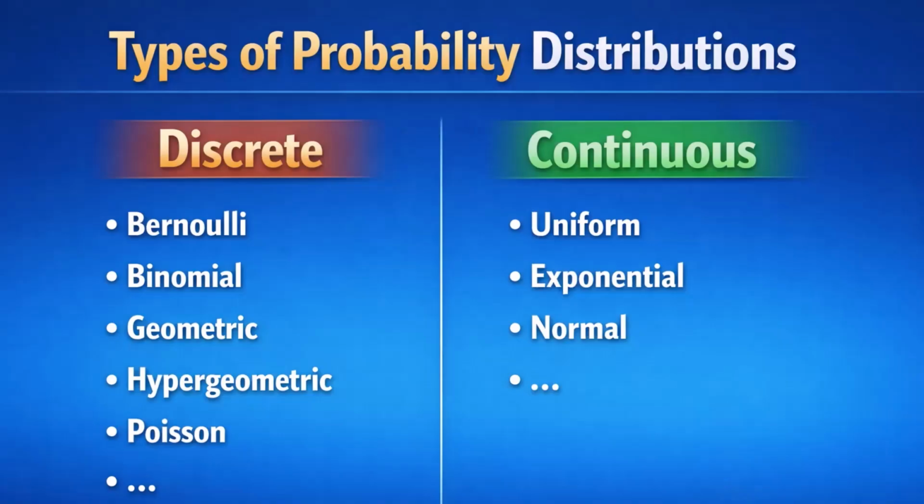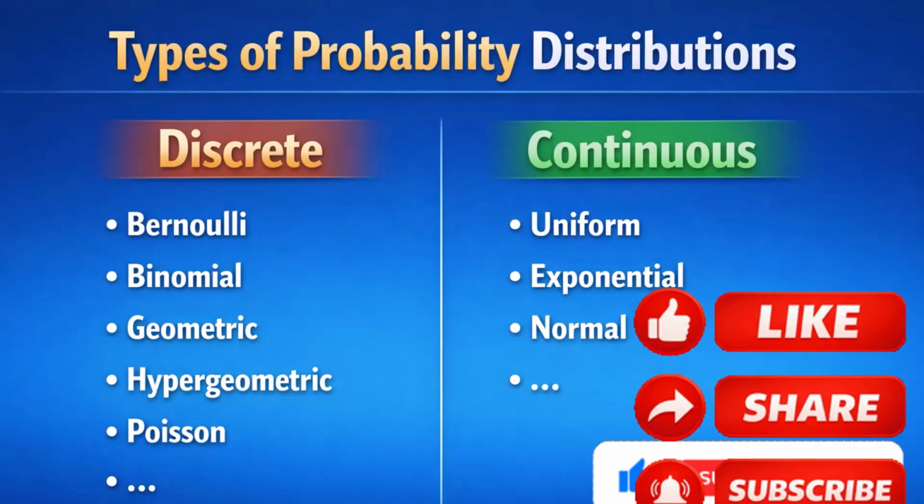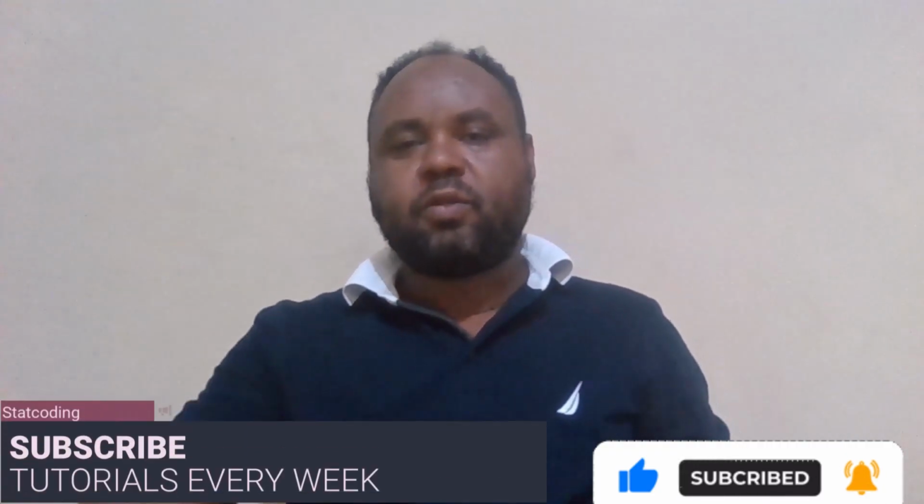In probability theory, randomness is modeled in two main ways, depending on the nature of the variable under study. The two primary categories are discrete and continuous random variables. In this video, we will explore some of the most common discrete probability distributions. Stay with me.